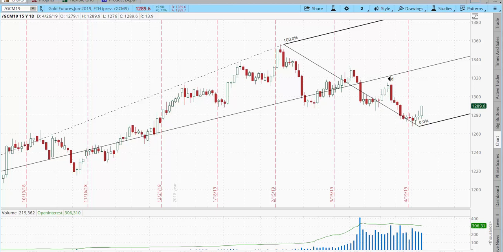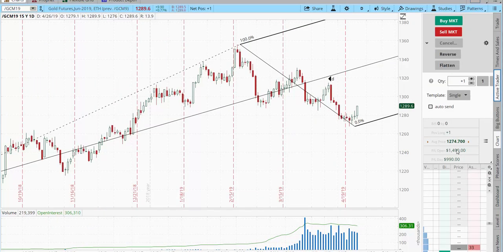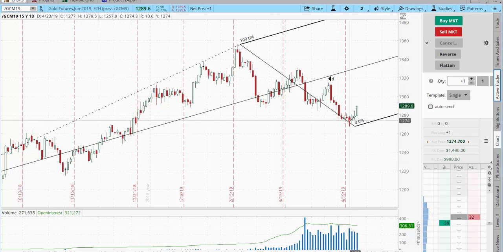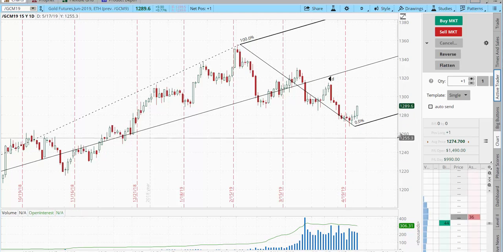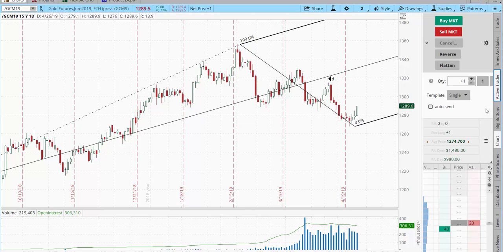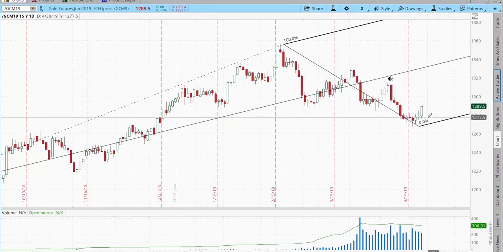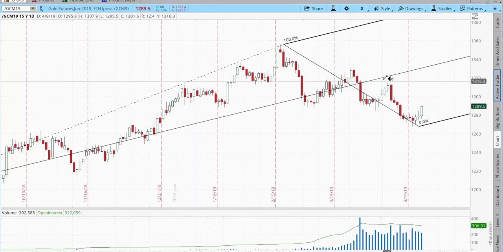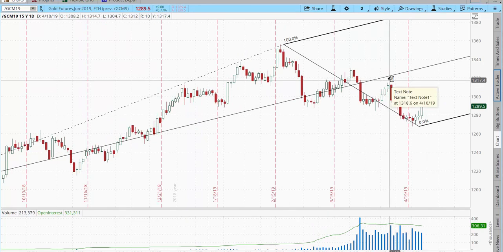With Andrews, we wound up going long here, down here somewhere. Let's take a look. Yes, we wound up going long 1274, which would have been over here. You can see that's where we actually went long. And our target is here. One of our initial targets is here.